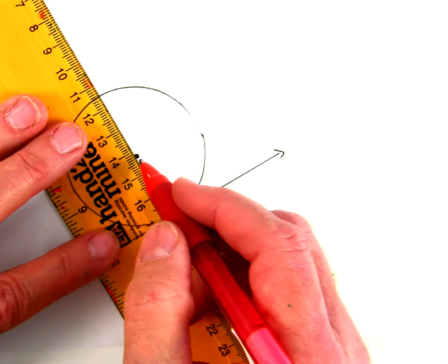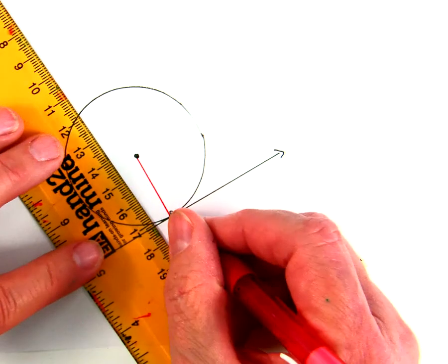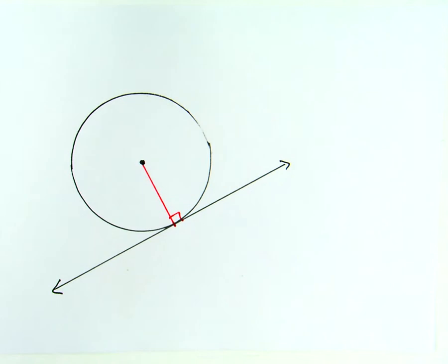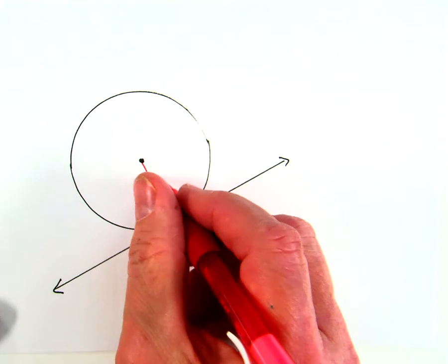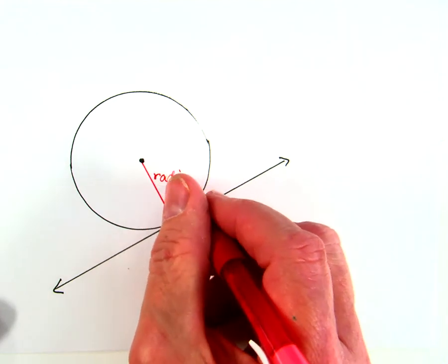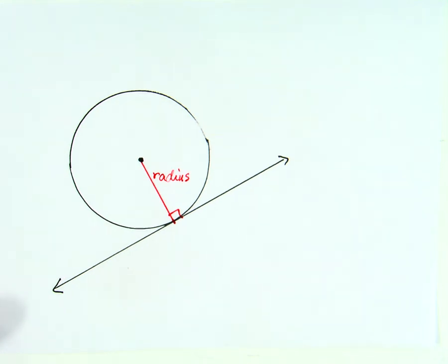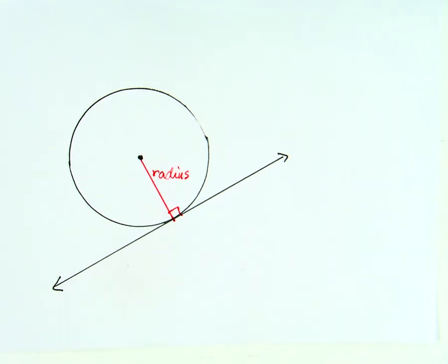The shortest distance will be perpendicular. And look at the circle. What is it in the circle? In the circle, it is the radius. If you think about it, you'll see there's no other way to draw it. The shortest distance between the center and the tangent is perpendicular, and it is a radius. Sounds like a theorem.